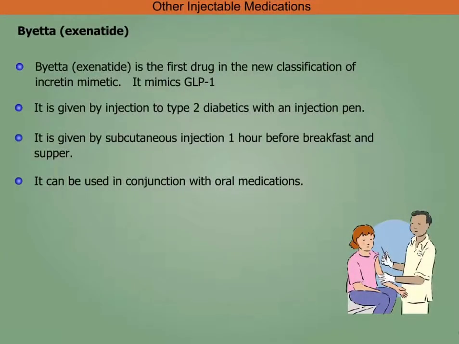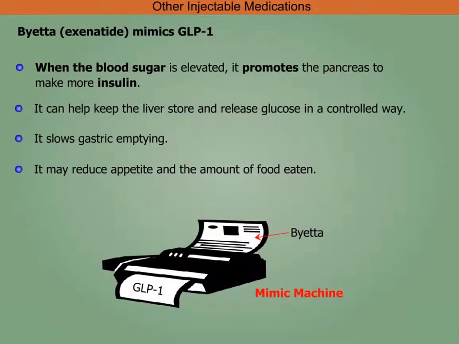Byetta. Byetta is the first drug in the new classification of incretin mimetic. It mimics GLP-1. It is given by injection to type 2 diabetics with an injection pen. It is given by subcutaneous injection 1 hour before breakfast and supper. It can be used in conjunction with oral medications. When the blood sugar is elevated, it promotes the pancreas to make more insulin. It can help keep the liver store and release glucose in a controlled way. It slows gastric emptying. It may reduce appetite and the amount of food eaten.